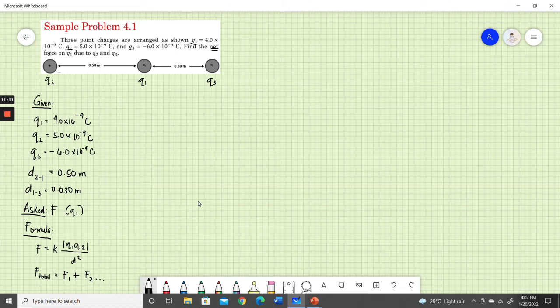One that is acting from Q2 to Q1 and one that is acting from Q3 to Q1. So these are all the formulas that we have to use. Now let's try and solve this equation.